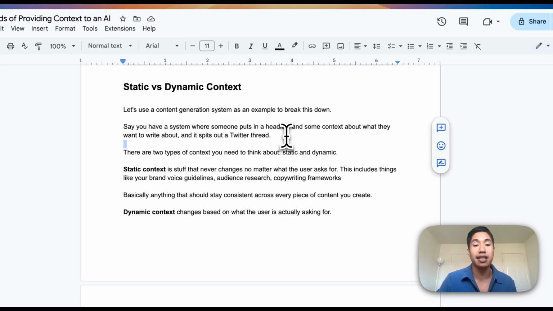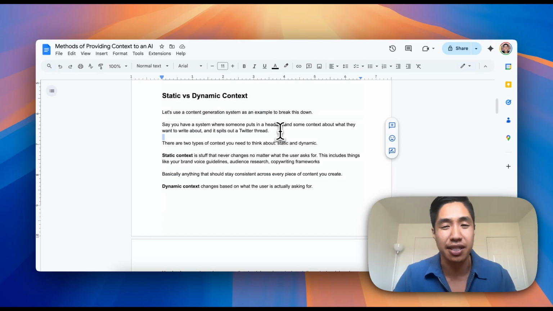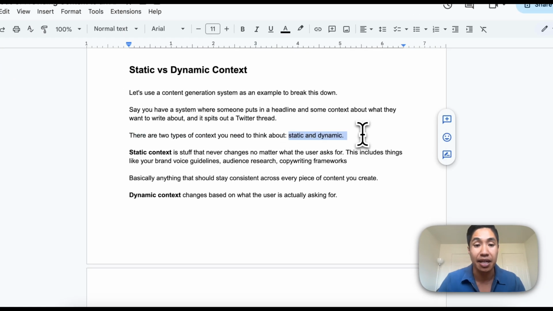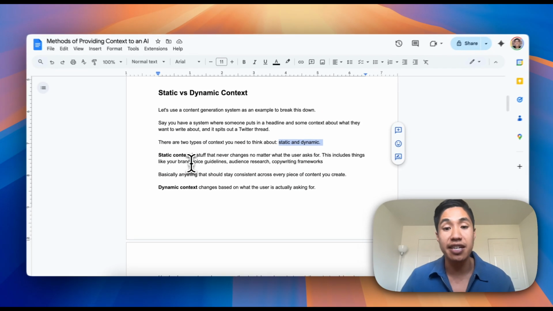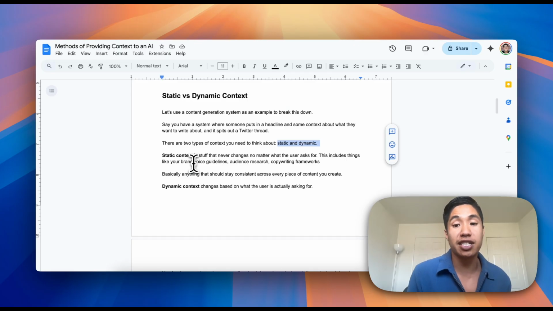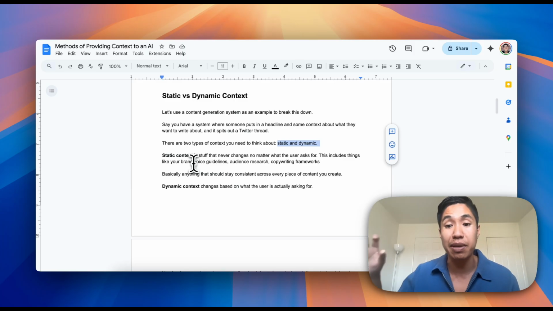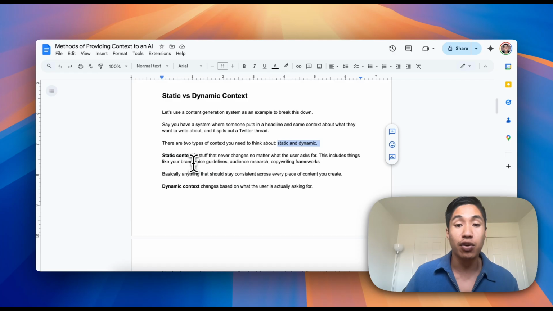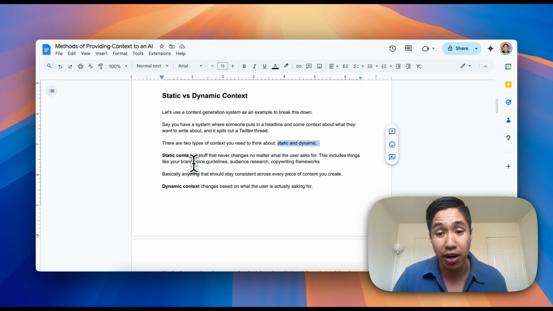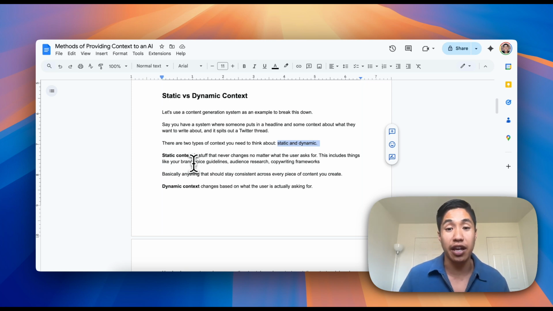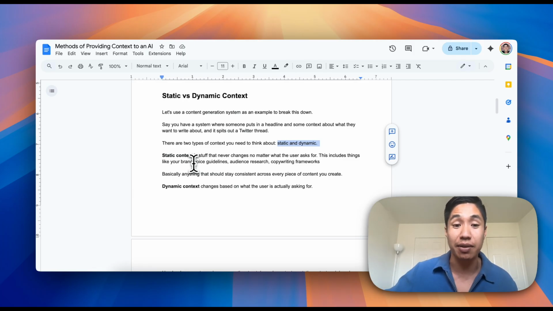When building an AI system like this, there are two types of context you need to think about. And again, this applies to any AI system, but it's static and dynamic. So static context is stuff that never changes no matter what the user asks for. This includes things like your brand voice guidelines, audience research, copywriting frameworks, basically anything that should stay consistent across every piece of content you write for the specific situation, okay? So let's say it's a customer support chatbot, right? This would be information on your product, information about customer support frameworks, like how you actually want the AI to respond, like all that stuff will stay the same no matter what question is being asked, right?